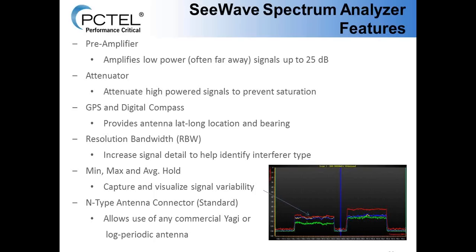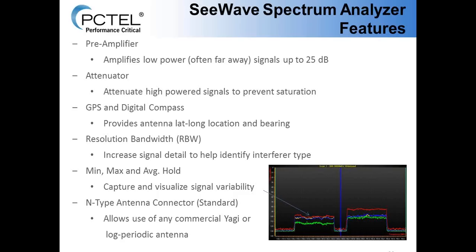On the screen also, we have options like min, max, and average hold. This helps you monitor the interfering source in a very easy manner. You can see what was the minimum level for that particular source up to the maximum level. And with different colors displayed on the application, it's very easy to differentiate and see how the source is varying in its power and if it's time-based or how things are changing.